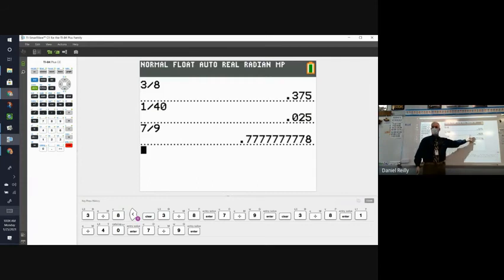This is a calculator, right? And it has a display of a certain number of digits. What do you think the calculator does if this number keeps going and the calculator runs out of room to display the number? Evie.